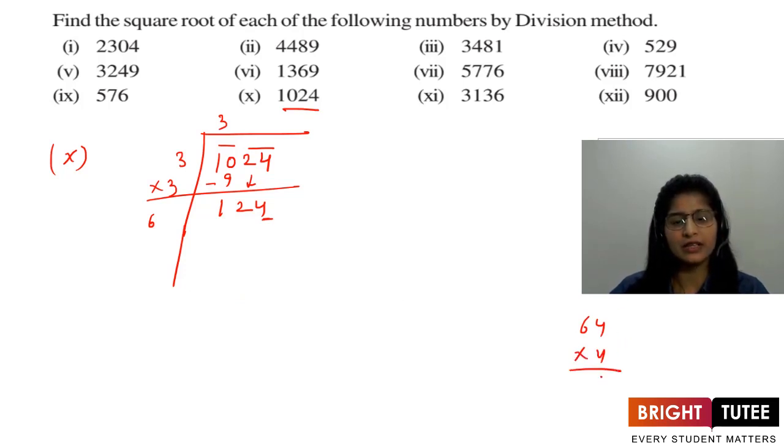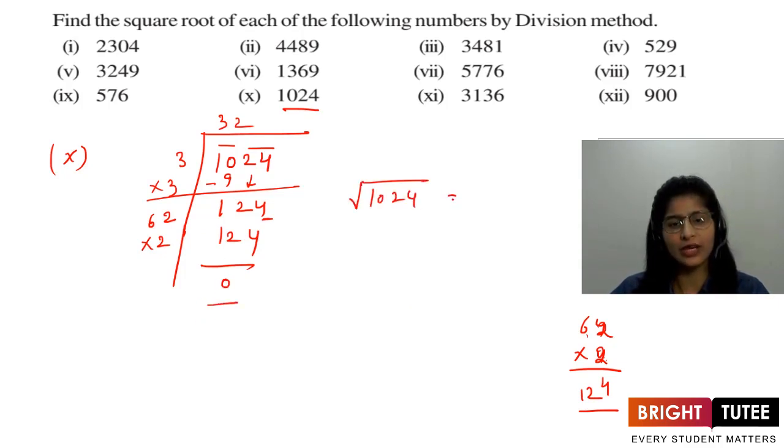So what do we get with 4? 4 4s are, not with 4, with 2. Okay, 2 2s are 4. 2 6s are 12. Yes, we get 124 at 2. So we will get 124 at 2 and it is 0. The remainder is 0. So the square root of 1024 is equal to 32. Clear?